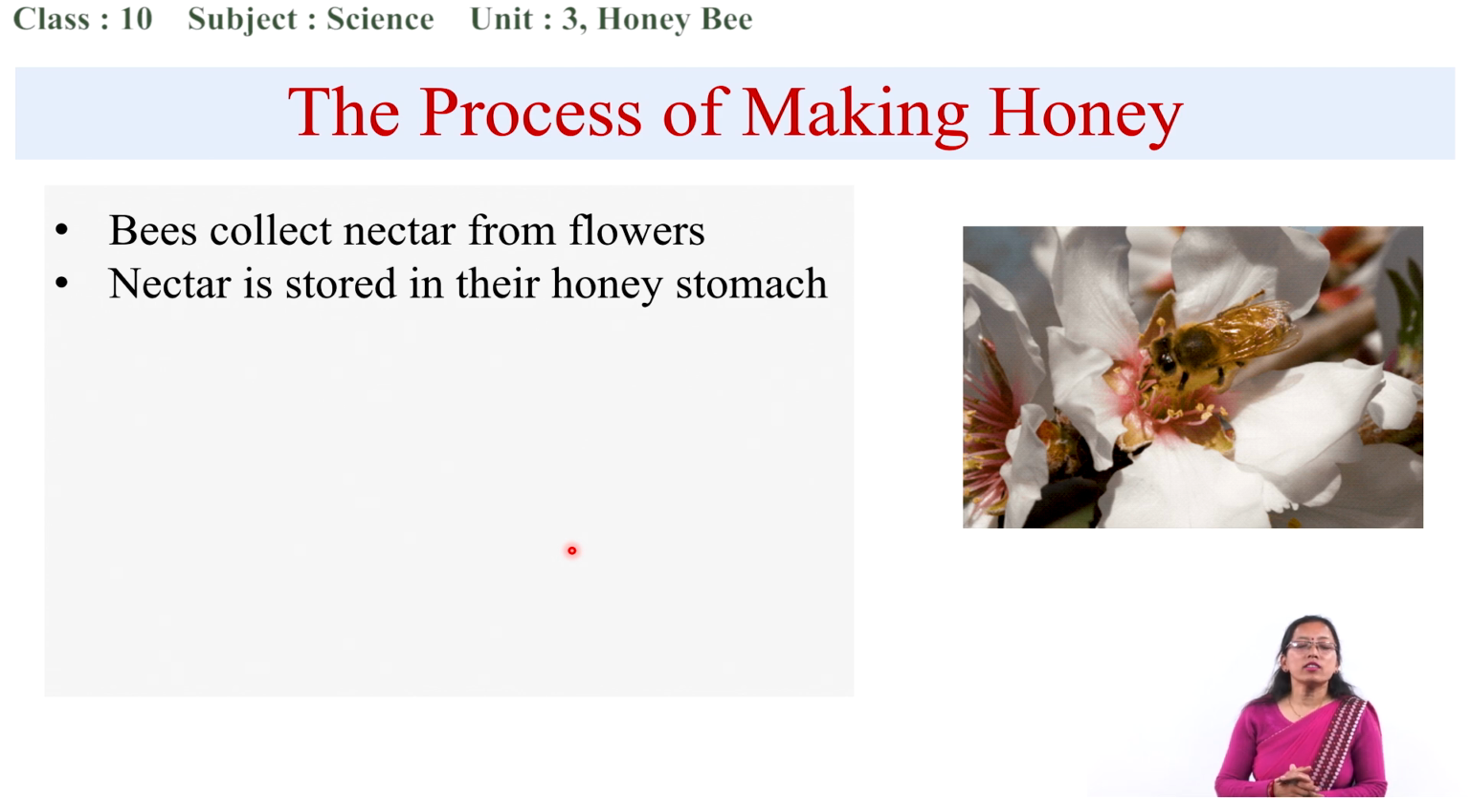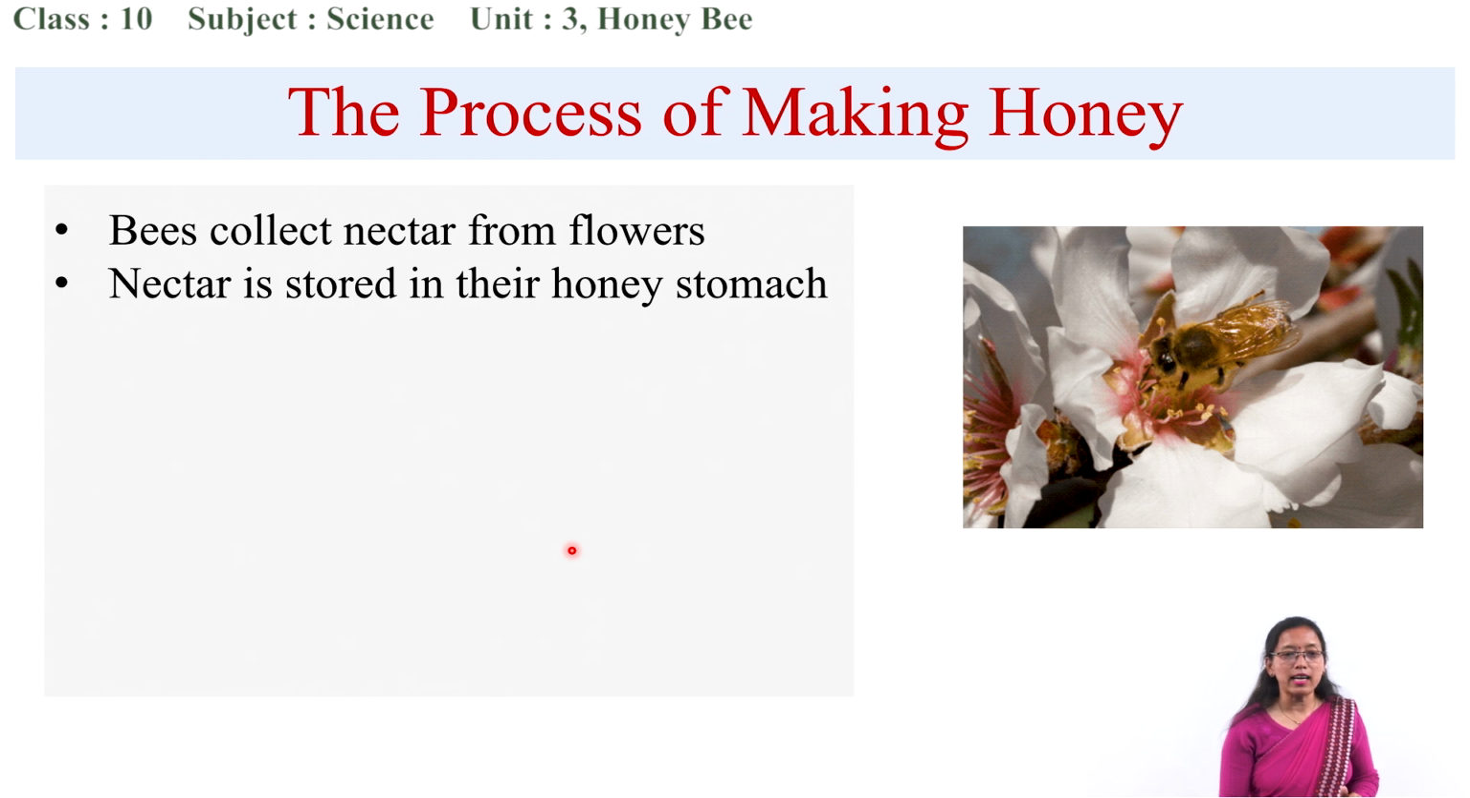Bees collect nectar from the flowers. After collecting the nectar, it is stored in their honey stomach. That means inside their body there is a honey collecting bag, which is called the honey stomach. And that nectar is stored in that honey stomach.